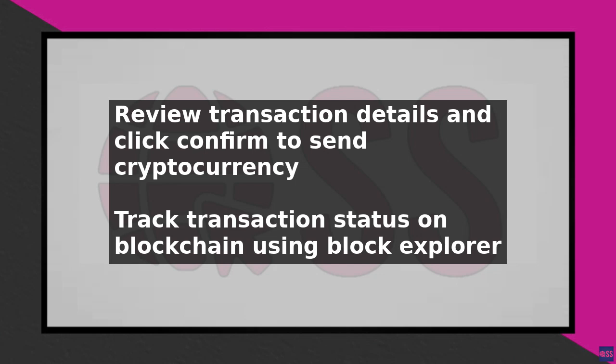In conclusion, sending crypto via Binance is a straightforward process that requires attention to detail to ensure the transaction is executed correctly. Always double-check the recipient's address, the amount, and the network fees before confirming the transaction. By following these steps and best practices, you can securely and efficiently send cryptocurrency using Binance.